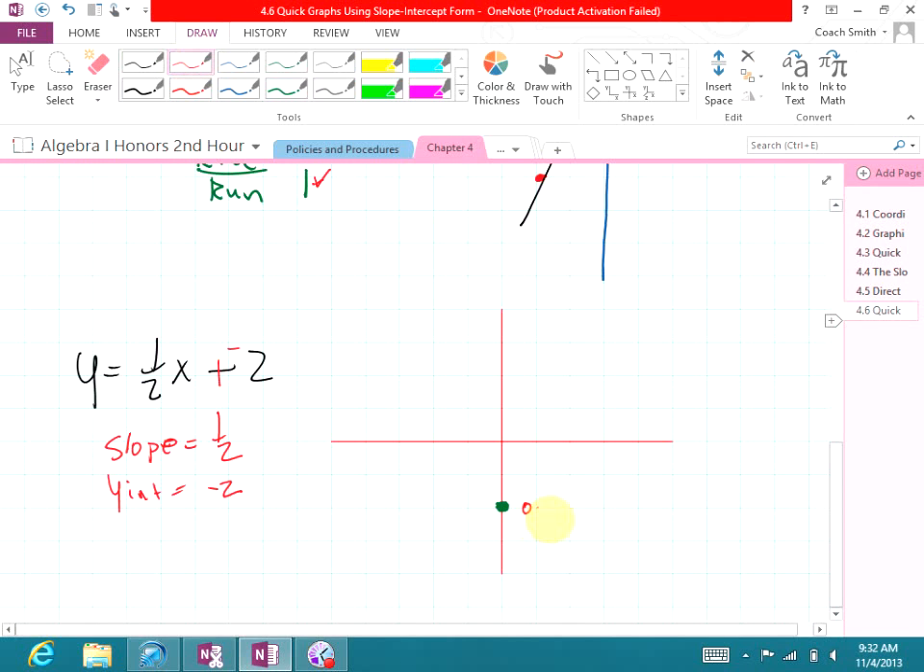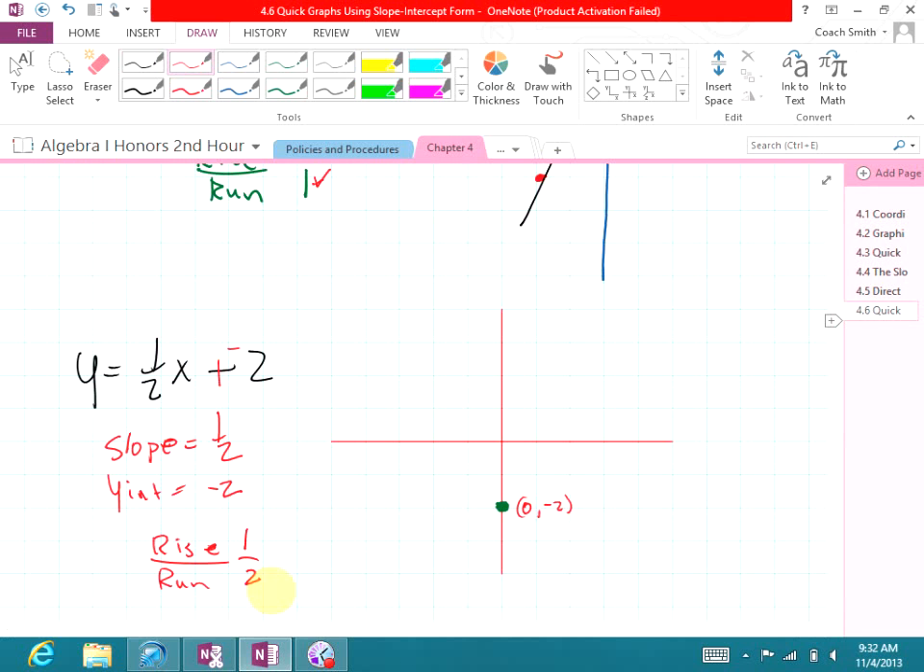So this is 0, negative 2. Now, they've given us a slope of 1 over 2. So a slope of 1 over 2, or 1/2, means the rise is going to be equal to 1, and the run is going to be equal to 2. It is a positive slope.